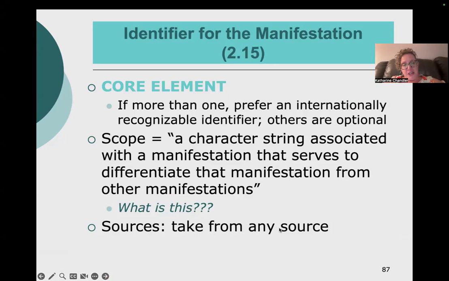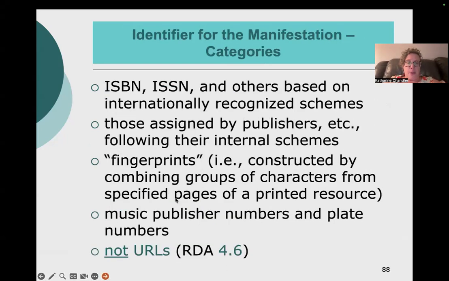Identifier for the manifestation is a core element. The scope is a character string associated with a manifestation that serves to differentiate that manifestation from other manifestations. Sources: take from any source. So ISBN, ISSN, and others based on internationally recognized schemes. Those assigned by publishers, etc., following their internal schemes. Fingerprints, for example, constructed by combining groups of characters from specified pages of a printed resource. Music publisher numbers and plate numbers, not URLs, RDA 4.6.